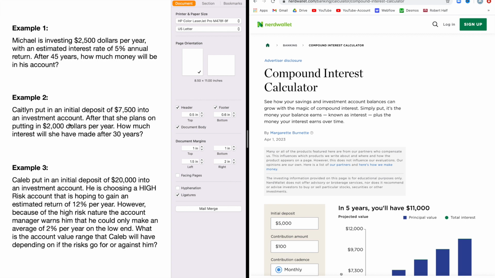So we're going to look at these 3 examples, and we're going to use this compound interest calculator to figure out how much money will be at the end of these designated periods. And let's start with example 1. Example 1 is the one we were just using. Michael is investing $2,500 per year with an estimated interest rate of 5% annual return. And if you don't know what annual means, it just means per year. So whenever you see annual, think per year. And then the question: after 45 years, how much money will be in his account?